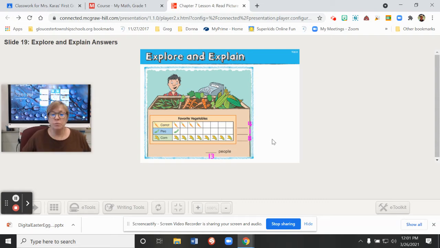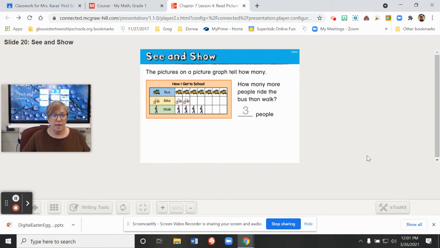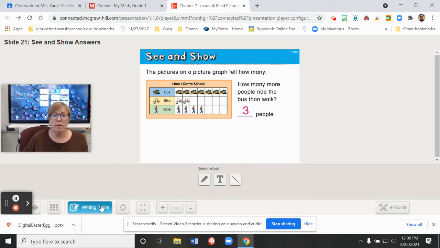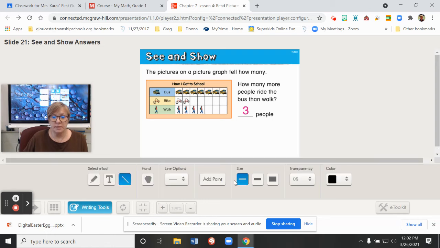Okay, turn please when you're ready and go to See and Show. The pictures on a pictograph tell how many. And they want to know how many more people ride the bus than walk. Now here is one way that I say you can do this without even having to do a math sentence. They want to know how many more people ride the bus than walk.